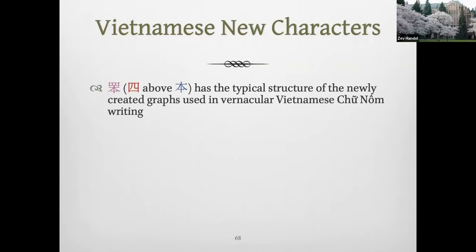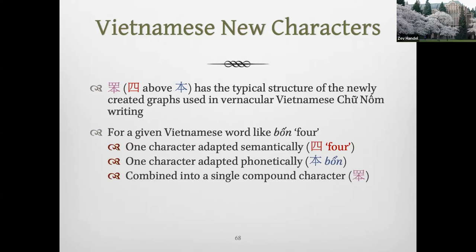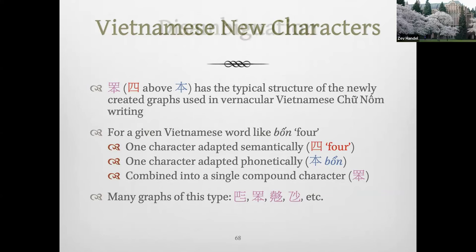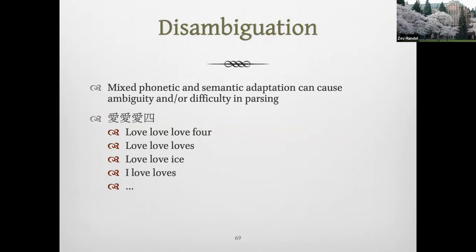In fact, there are lots of characters like this in the writing system called Chunom, which is the earliest form of writing Vietnamese language using Chinese characters, including these newly created Chinese characters. One part adapted semantically, one part adapted phonetically, and then combined into a new character form. And there are many other graphs of this type, including quite a few in that poem we just looked at. Okay, so there's one last thing to cover, and then we will stop and take questions.